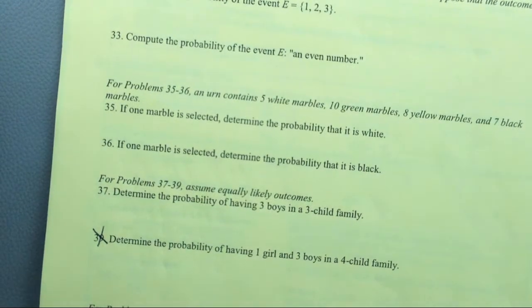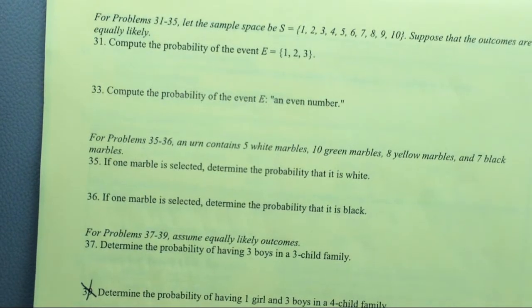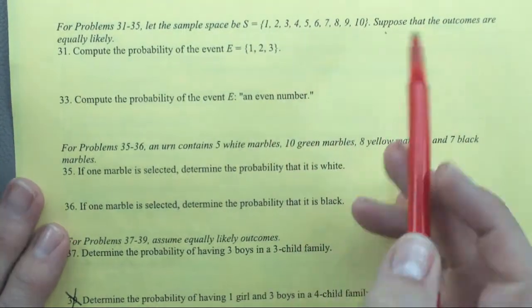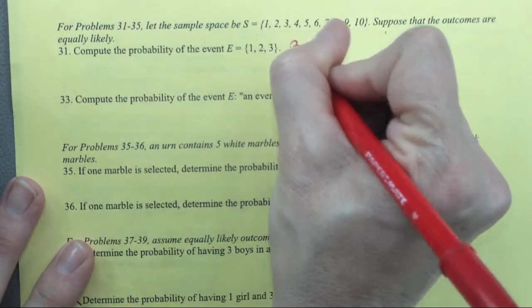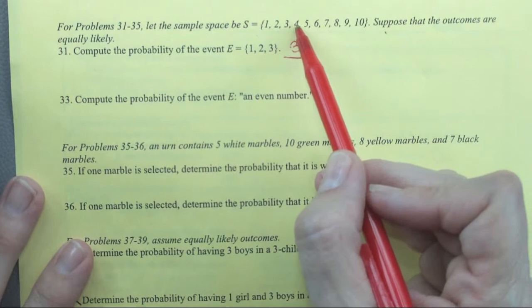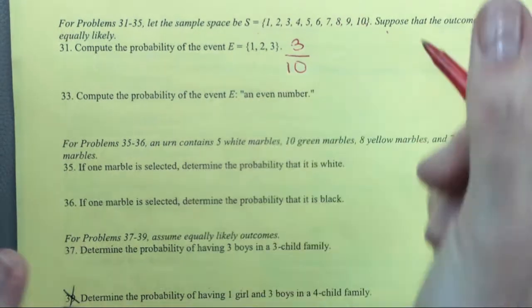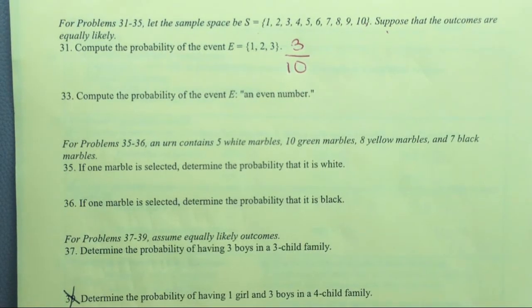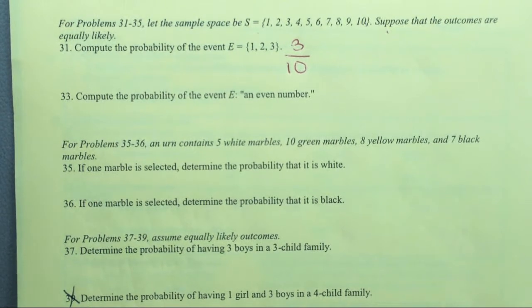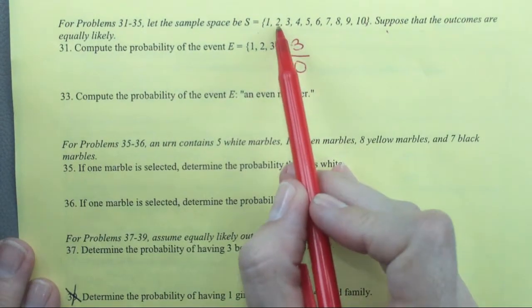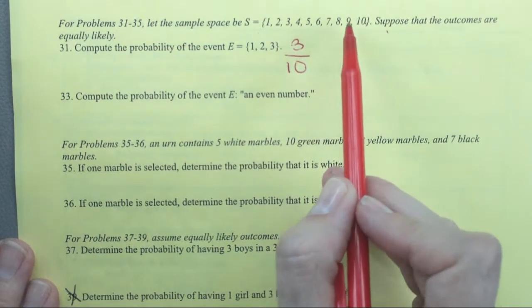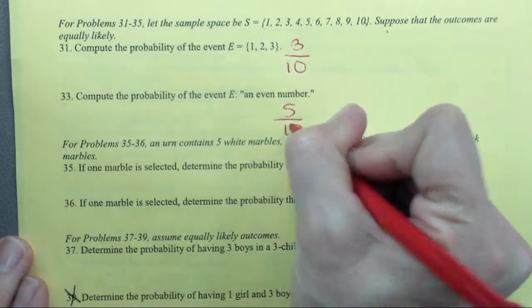Okay, 31. So 31 says, compute the probability of event E. And this is my sample set up here. So notice event E has 3 objects in it. And the set has 1, 2, 3, 4, 5, 6, 7, 8, 9, 10. So the probability of getting a 1, 2, or a 3 would be 3 out of 10. Okay. 33 wants me to predict the probability of getting an even number. So 1, 2, 3, 4, 5 of them are even out of 10.